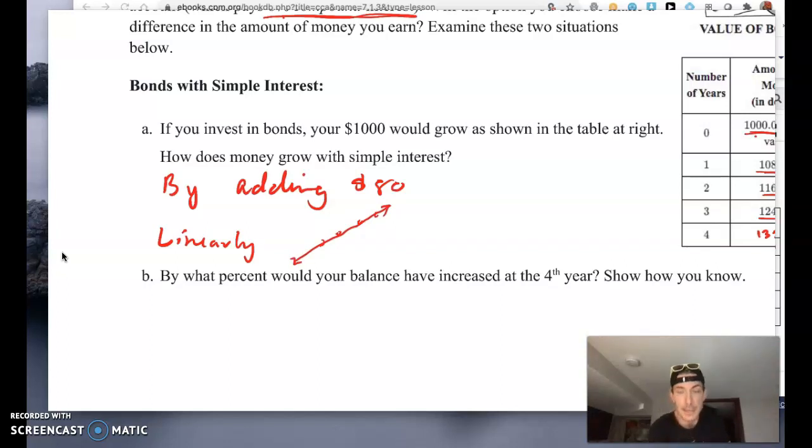And that kind of growth isn't bad because, as you see, year over year, we're making $80 more every year. And that's money we got for doing nothing, okay? But then they asked me in part B, and this is going to be pretty telltale, and we're going to want to pay attention. By what percent would your balance have increased at the fourth year? Show how you know.